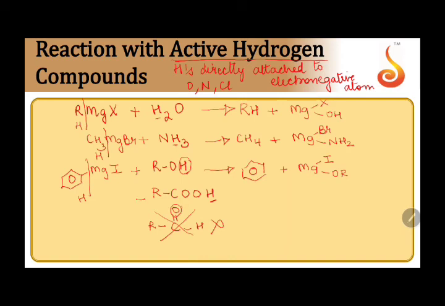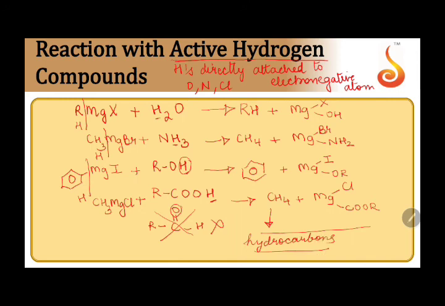Similarly, we can carry out the reaction with carboxylic acid. That is, for example, if I take CH3MgCl, then the product would be CH4 plus Mg, which is attached to Cl, is also attached to COR. This is the reaction. So, what happens when we have active hydrogen compounds reacting with Grignard reagent? We get hydrocarbons. So, this is the reaction which Grignard reagent undergoes with active hydrogen compounds.